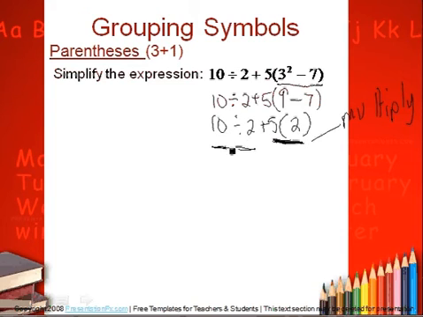Now, fortunately for us, we've got a multiply, divide, level, inverse operation on the left-hand side of this expression, so we have to do that first. 10 divided by 2 is 5. Then we can do the multiply. 5 times 2 is 10. So we've taken care of this. We've taken care of this, but we've not taken care of that plus, so the plus has to come down, and the final answer then would be 15 for that expression.